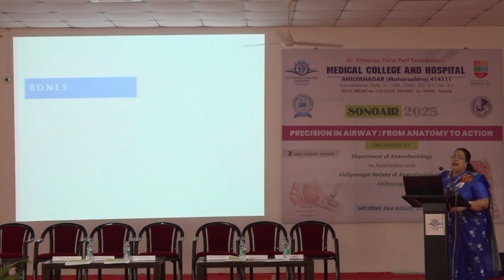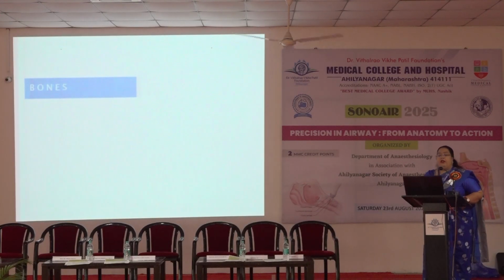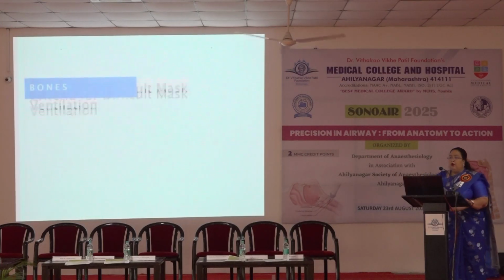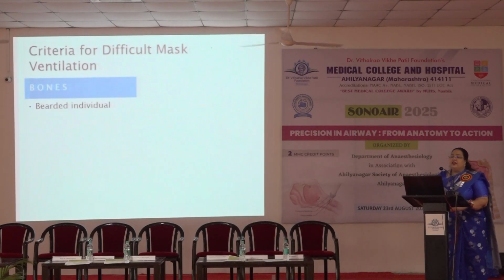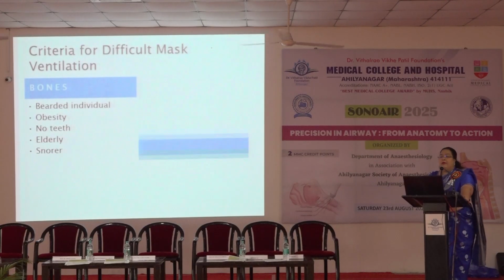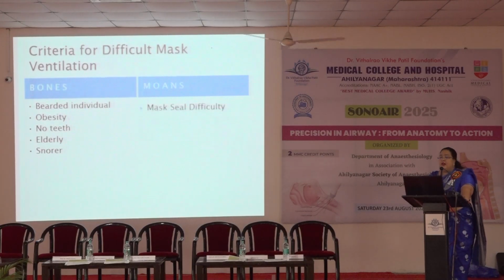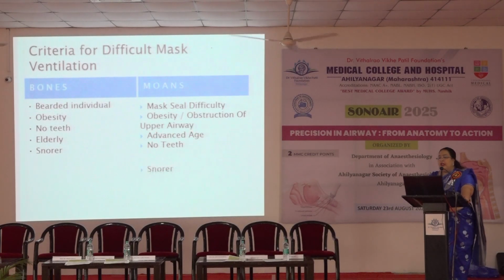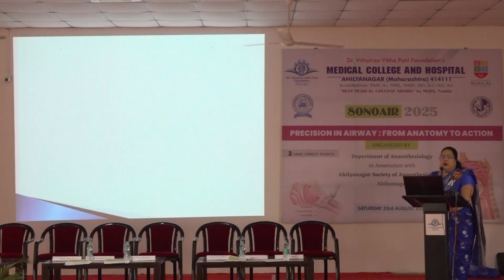Then some other indices or predictors, where we have clubbed them and made a mnemonic. First is BONES, which suggests criteria for difficult mask ventilation. BONES consists of bearded individual, obesity, no teeth, elderly and snorer. It can also be remembered as MOANS, that is mask seal difficulty, obesity or obstruction of the upper airway, advanced age, no teeth and snorer.